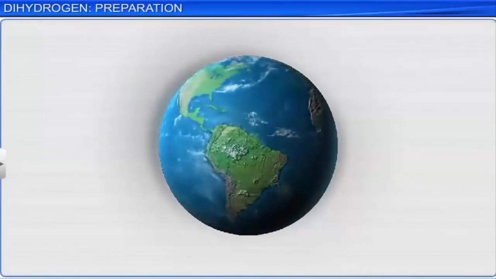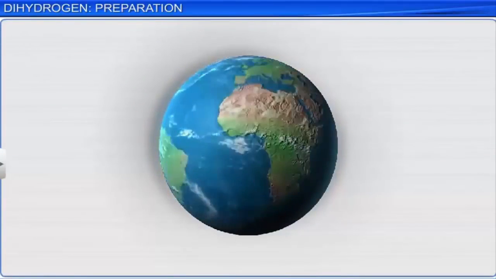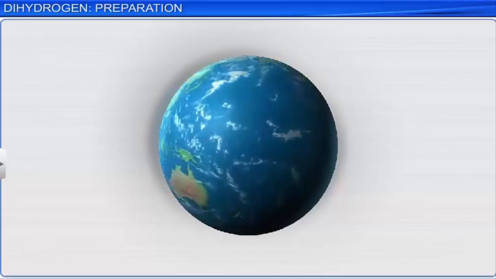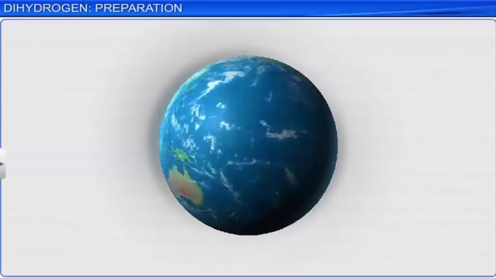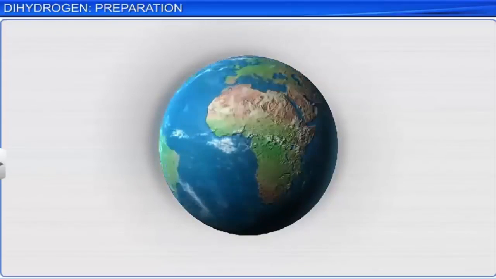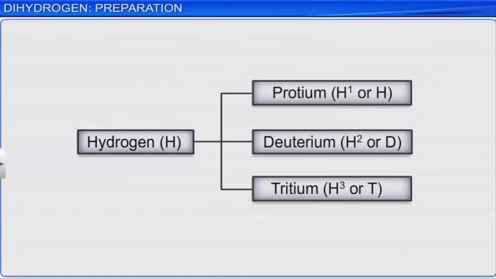It is, therefore, the third most abundant element on Earth, constituting 15.4% of its crust and the oceans. Hydrogen with atomic number 1 has 3 isotopes: protium, deuterium, and tritium. It is the only element whose isotopes are named.